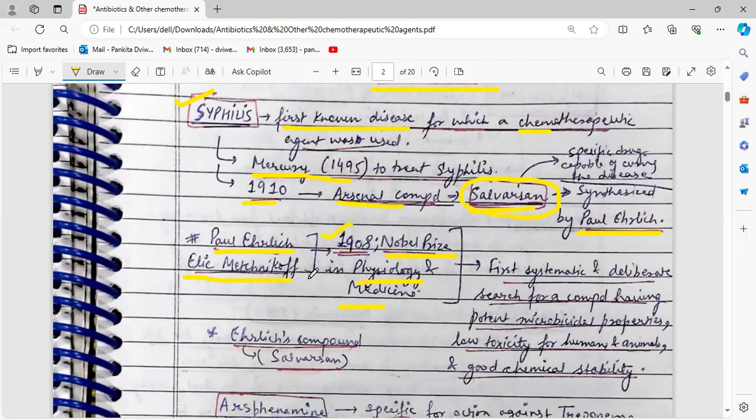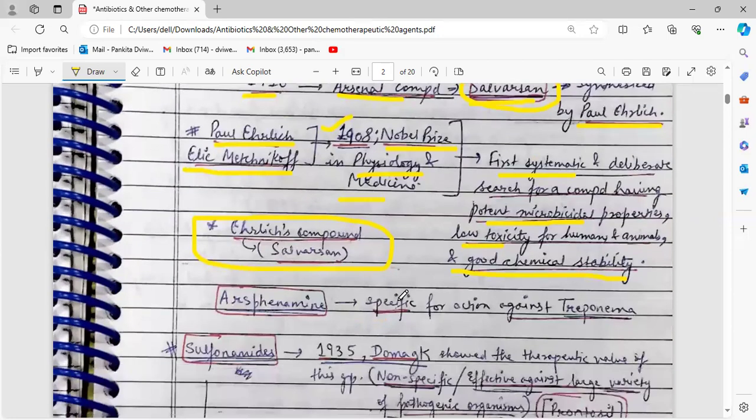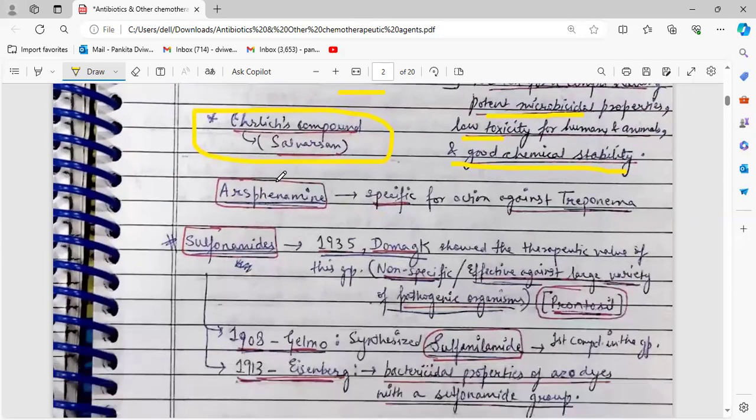And why did they get the Nobel Prize? It was for the systematic and deliberate search for a compound having potential microbicidal properties, which had low toxicity for humans and animals, and good chemical stability. This compound was known as Ehrlich's compound, which was basically salvarsan, initially used for treatment of syphilis. Arsphenamine was specifically used for its action against the spirochete Treponema.